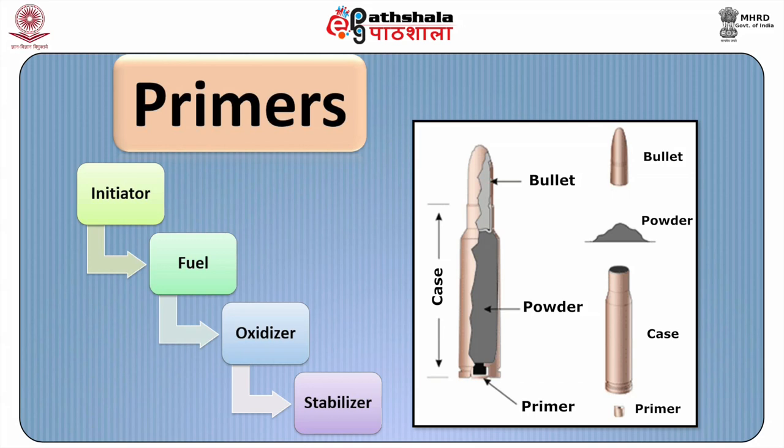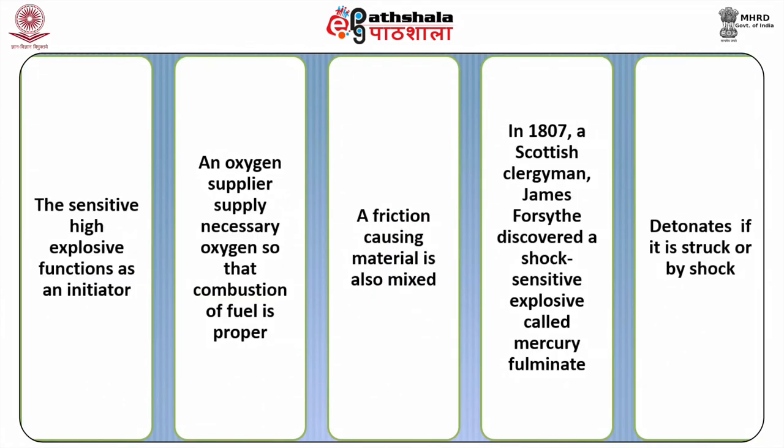The primer composition has the following basic ingredients. First one is an initiator. It is a sensitive high explosive. Next, we have fuel. Next is an oxidizer. And the last one is a stabilizer. The sensitive high explosive, which functions as an initiator, is a pressure-sensitive material which gives out a flame to ignite combustible material, which works as fuel. An oxygen supplier would supply necessary oxygen so that combustion of fuel is proper. A friction-causing material is also mixed in to carry out the functioning of the entire exercise in a satisfactory manner.